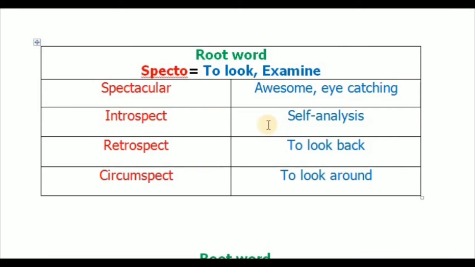Next word, retrospect. Retro means back plus spect means to look back. I was doing retrospection when you called me. From these two words we construct a new word, extrospect. Extro means outside, spect means to look, extrospect means to examine or look at the outside world.